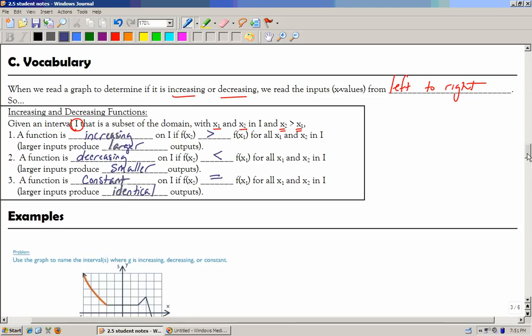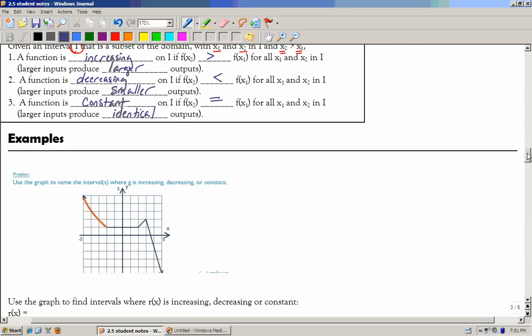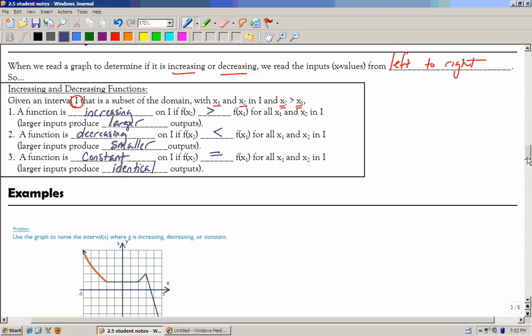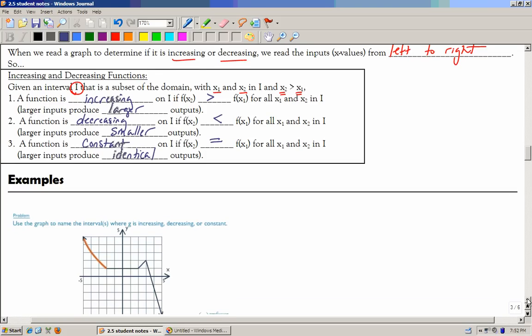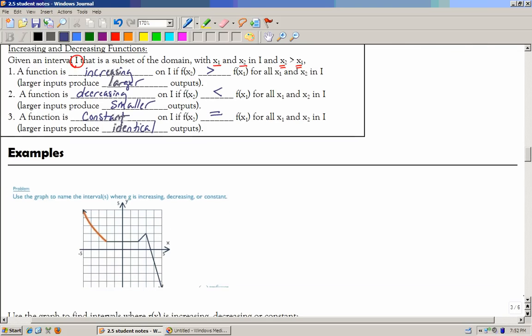So if we're looking at this next one, we want to use this graph. We're going to figure out where it's increasing, decreasing, and or constant. So we're going to have different subsets to this answer. The first one we're going to do is when f of x is increasing. That's going to be for all the values of x in the intervals when it's going up.